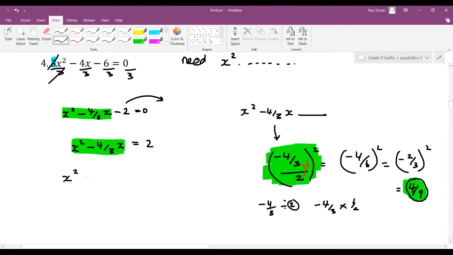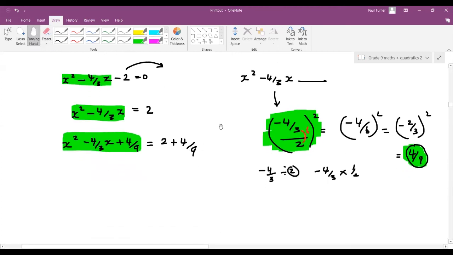So x squared minus 4 on 3x plus 4 on 9 equals 2 plus 4 on 9. Let's just check I did that right. Yeah. So the complete square will come from this green part here. This method does take some practice. So if you're going to copy someone's work, it might be a problem later on. You really have to try to understand this by yourself.